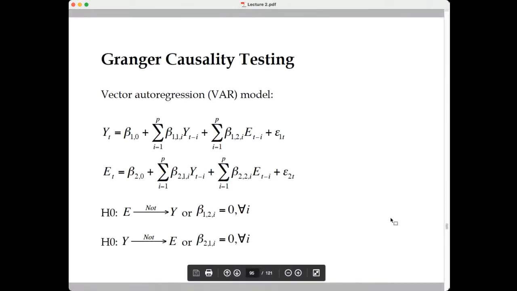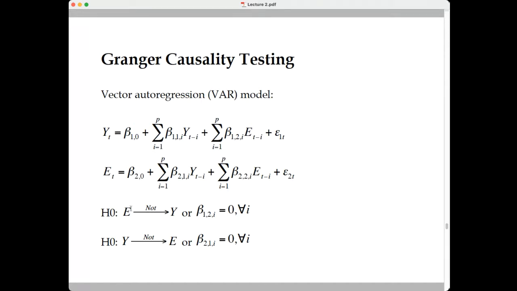So Granger causality testing, for those of you not familiar with it, is a time series technique. It's got its downsides. It's often over-maligned, I think, by microeconometricians. So basically the idea is that we have a vector autoregression model. We have Y here as GDP, E here as energy, and we regress them on the past values of GDP and energy. And we select a certain number of lags.